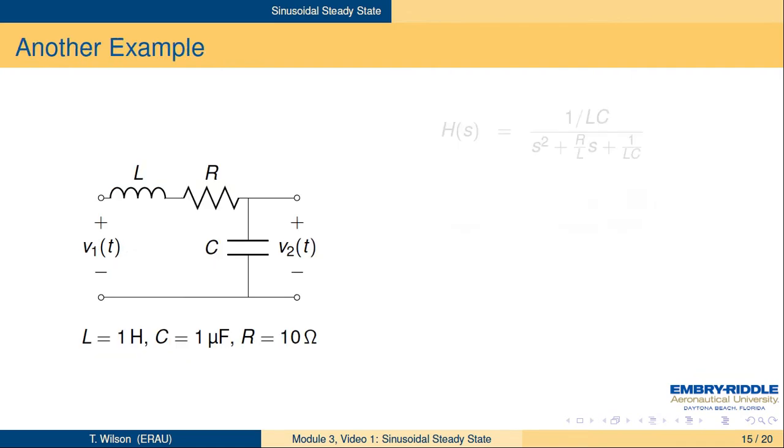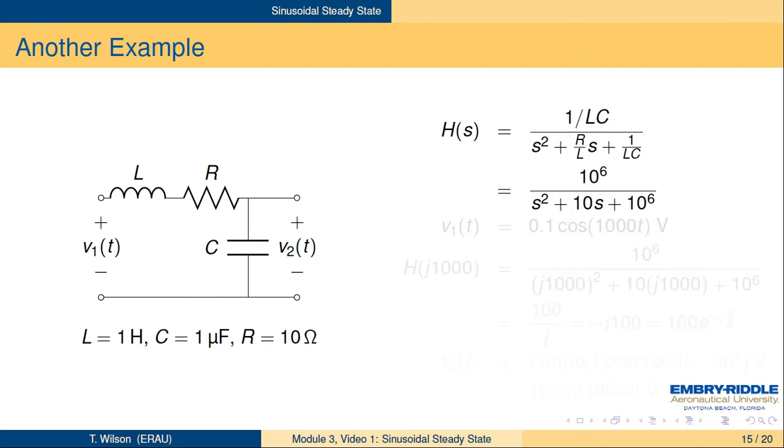Let's do another example. Here's the series RLC circuit with the output across the capacitor. We know the transfer function here is 1 over LC over s squared plus R over L s plus 1 over LC. If you don't know it, you ought to be able to derive it in about 10 seconds. We plug in the numbers, so we get 10 to the 6 over s squared plus 10s plus 10 to the 6. And now let's plug in cosine 1000t, but with an amplitude of 0.1.